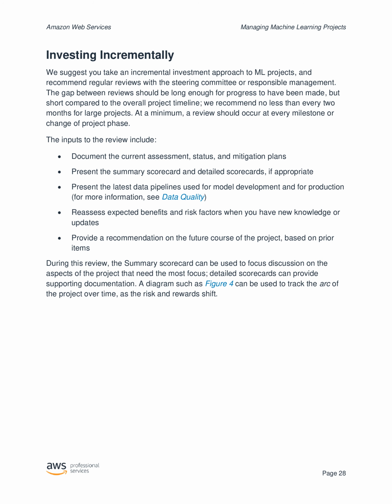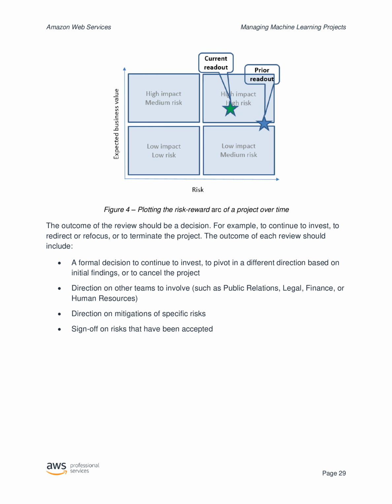The summary scorecard can be used to focus discussion on the aspects of the project that need the most focus. Detailed scorecards can provide supporting documentation. A diagram such as Figure 4 can be used to track the arc of the project over time, as the risk and rewards shift. The outcome of the review should be a decision. For example, to continue to invest, to redirect or refocus, or to terminate the project.